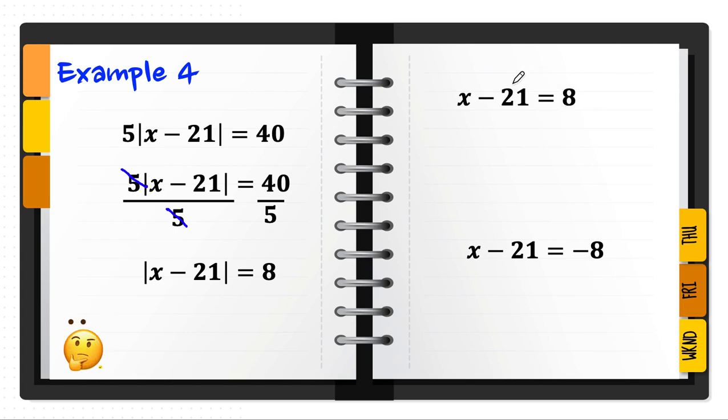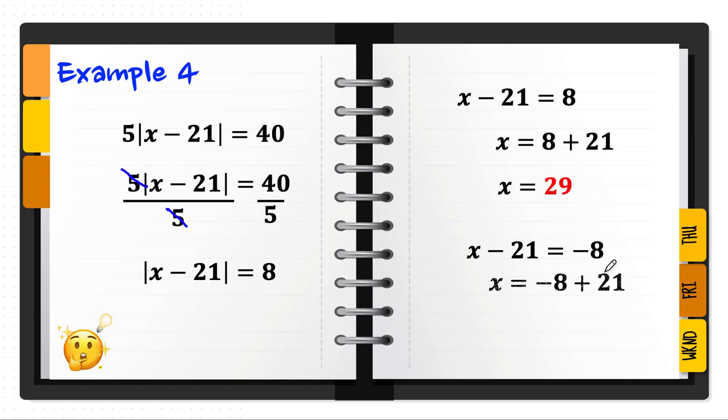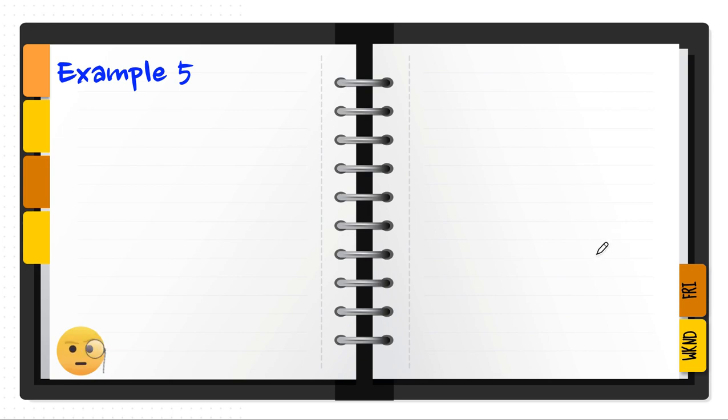So, transpose negative 21 on the other side. So, we'll have x equals 8 plus 21, which is 29. And for the second one, x equals negative 8, transpose negative 21. So, it will become positive. So, that will be negative 8 plus 21 will give us 13. So therefore, the two values of x here will be 29 and 13. Okay, so let us now go to the fifth and last example.